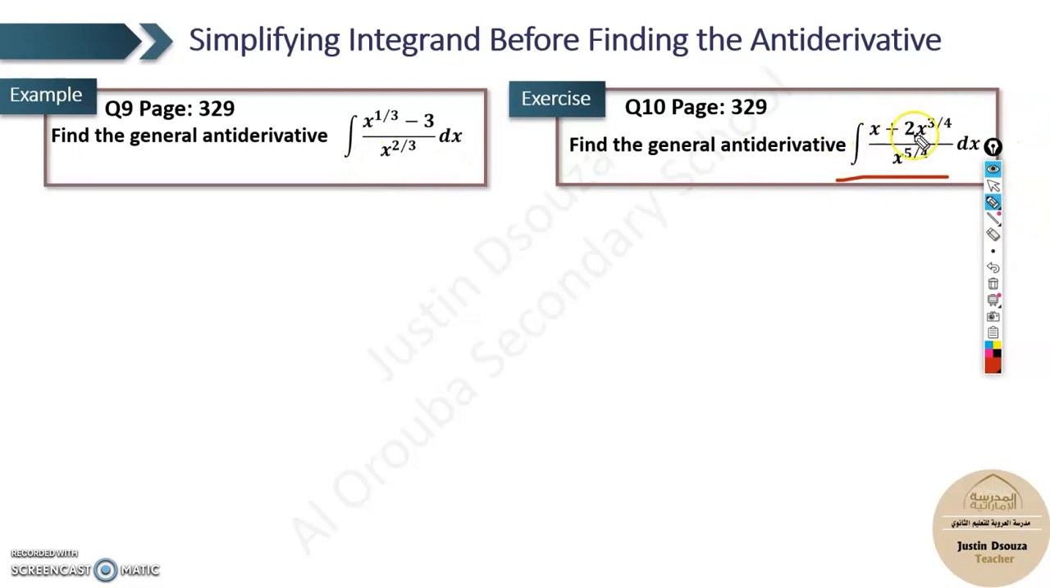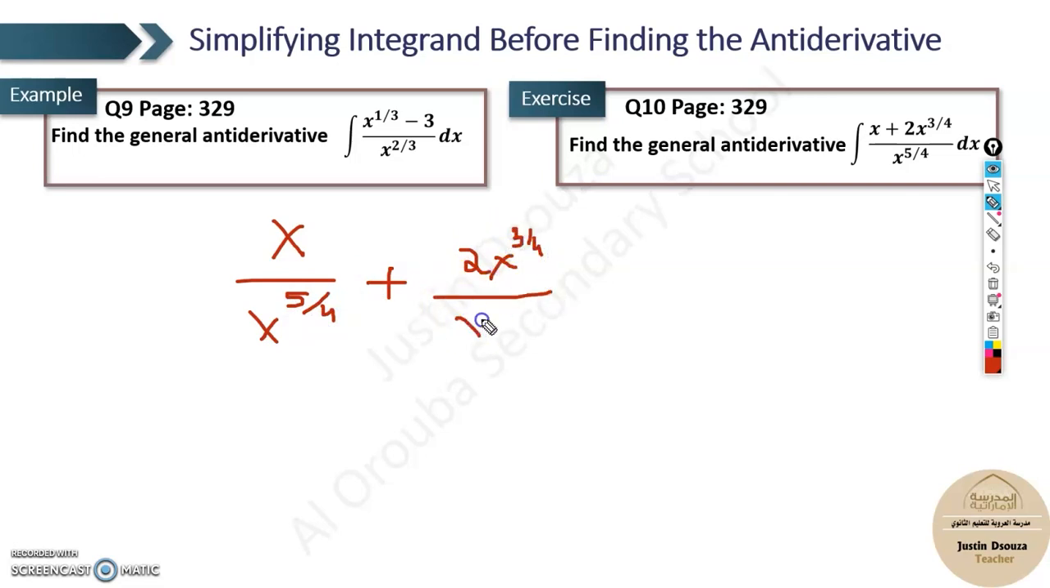So this has variables, all in the numerator: x plus 2x^(3/4), all divided by x^(5/4). First, you need to split the denominator. Over here it will be x divided by x^(5/4) plus 2x^(3/4) divided by x^(5/4). Now, what you need to do is take this power up. The rule is, if the variables are the same, when you take the exponent up, it changes its sign.